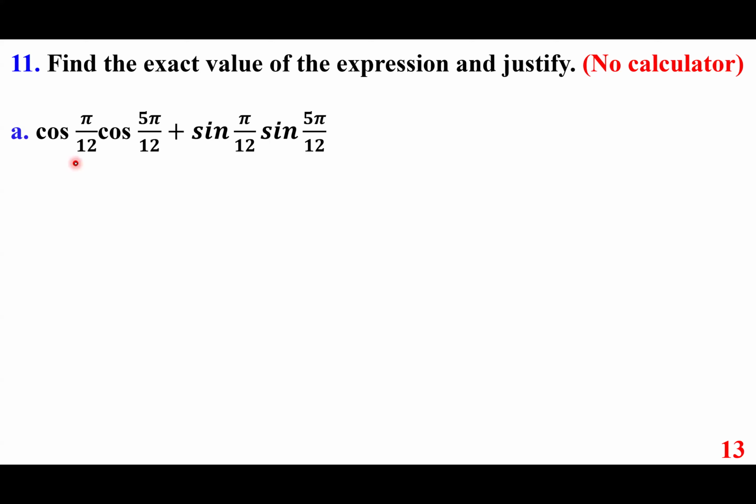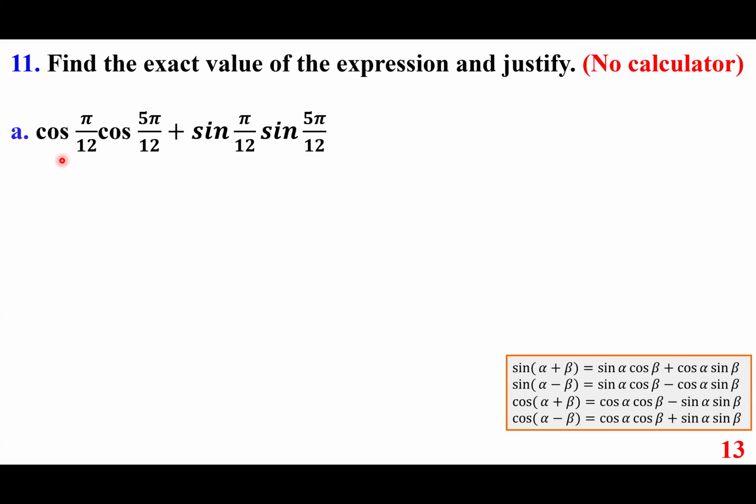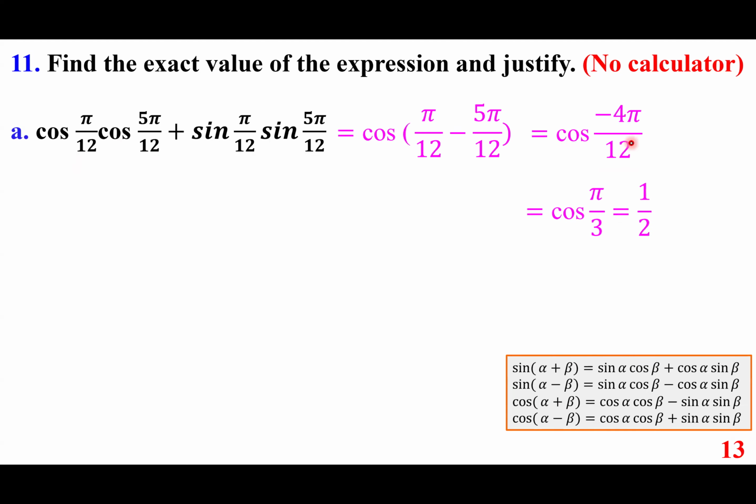You recognize this again as one of those. This is cosine alpha cosine beta plus sine alpha sine beta. That makes it cosine of alpha minus beta. So cosine of pi over 2 minus 5 pi over 12, which is cosine of minus pi over 12. As you know, cosine is an even function. So cosine of minus theta and cosine of theta is the same thing. And pi over 12 is pi over 3. Cosine of pi over 3 is 1/2. We are done.